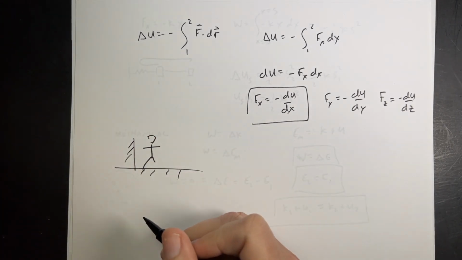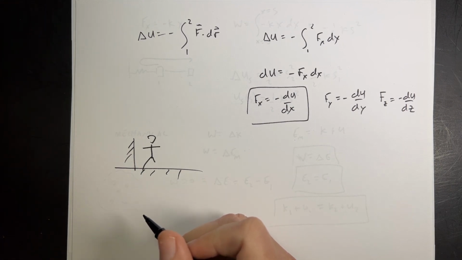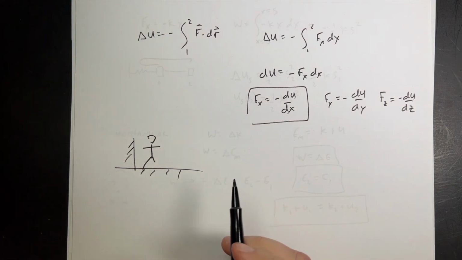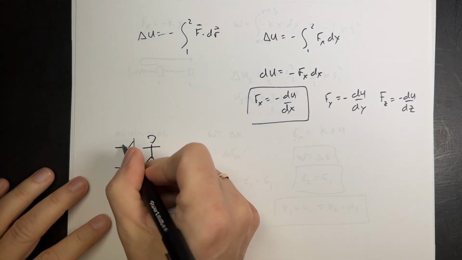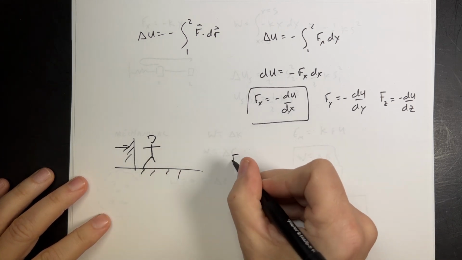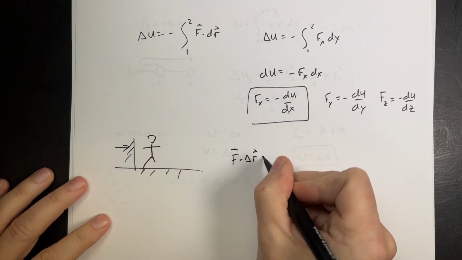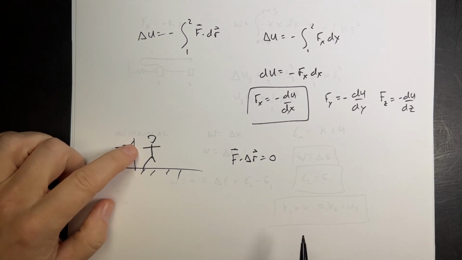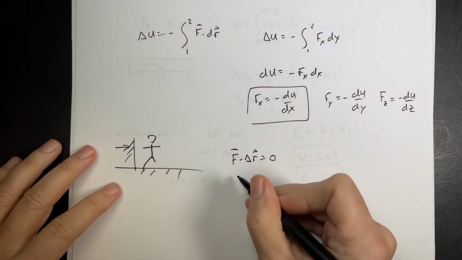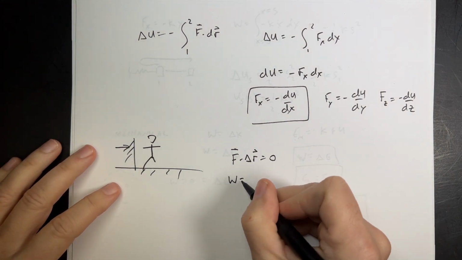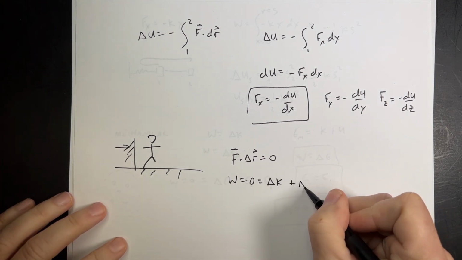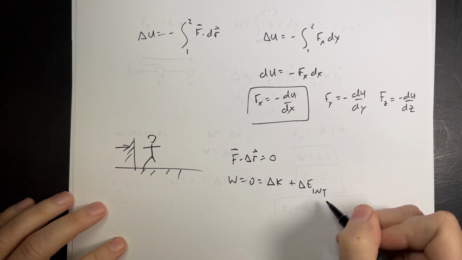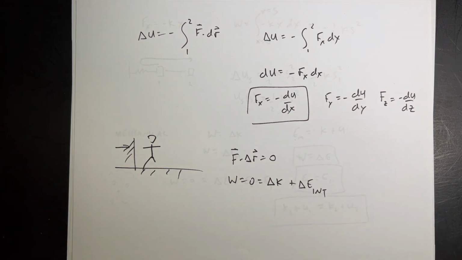Okay. So if she does that, she's going to increase in kinetic energy. But there's no work done on her, right? There's no work done because the force on her doesn't move. F dot delta R is 0 because the force doesn't move. She moves. So one way we can account for this is to say the work is 0, and that's going to be the change in kinetic energy, which is positive, plus some change in internal energy. So we can do that.